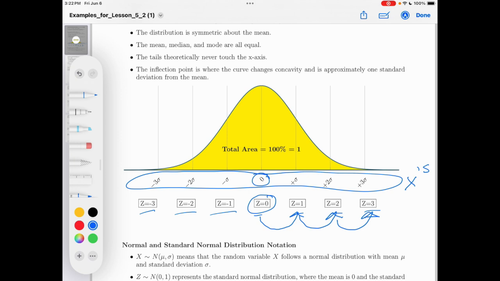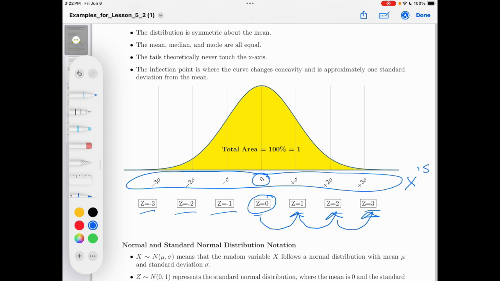Typically, most of the data falls between -3 and 3 for the standard deviations. So that's how far we typically go out on the scale here. But it is possible to go out to 4 or 5 or 6.